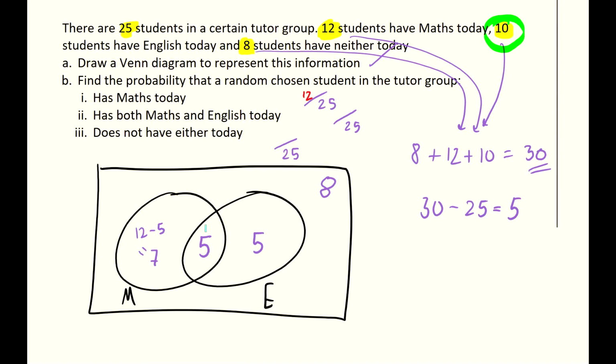We have both maths and English today. That is the overlap between maths and English. So that will be 5 out of 25. And they don't have either today. So that's going to be these 8 people.